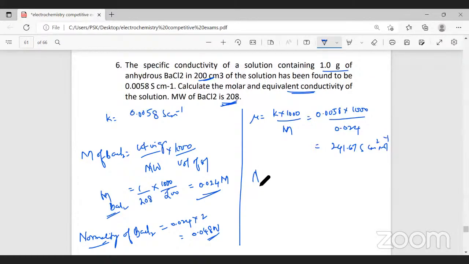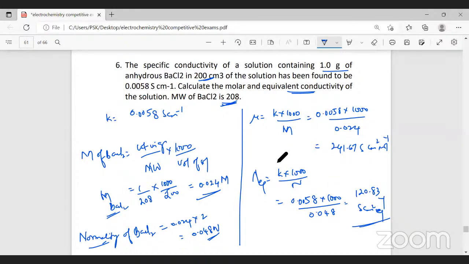Likewise, equivalent conductance will be specific conductance into 1000 divided by normality. So it will be 0.0058 into 1000 divided by normality, which we found to be 0.048. So it will be 120.83 Siemens centimeter square per equivalence. This is per equivalence, sorry. Did you follow this?